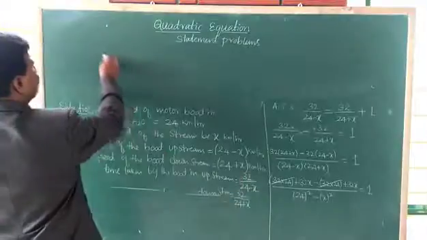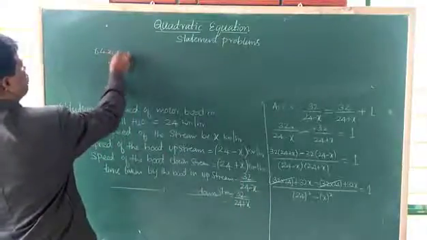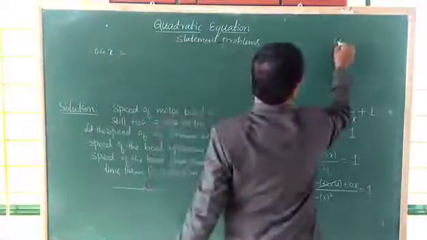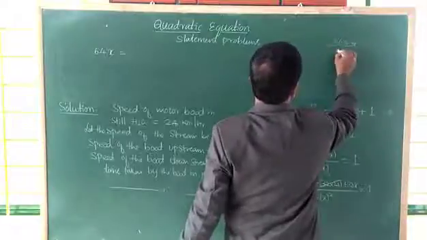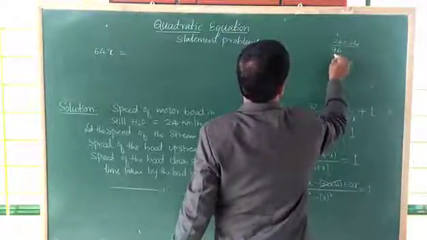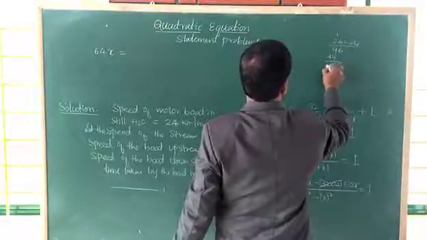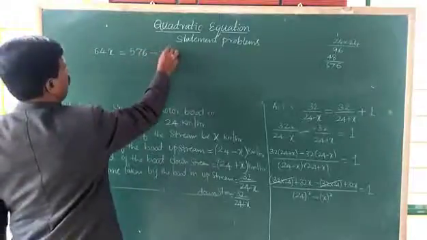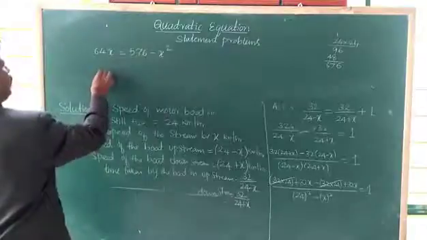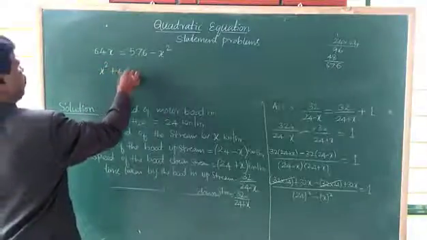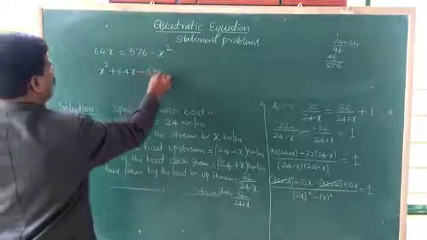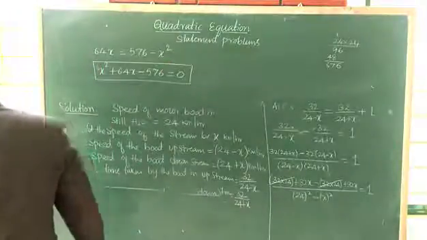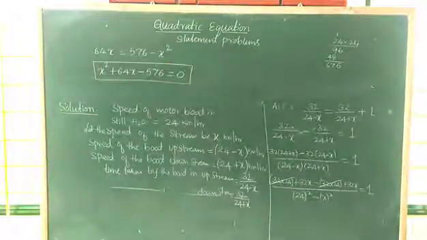Now what is left out is 64x equal to 24 square minus x square. So take the square of 24: 24 into 24 is 576. So 576 minus x square. Now shift to this side: x square plus 64x minus 576 is equal to 0. Here is the standard form of the quadratic equation.